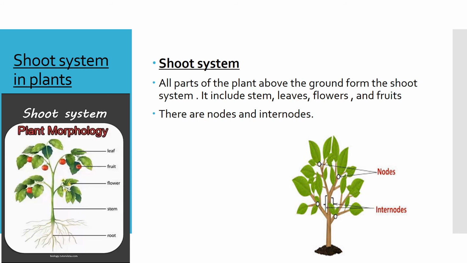The stem connects the roots to the leaves. It helps to transport the raw materials for photosynthesis and the products of photosynthesis to all parts of the plant.